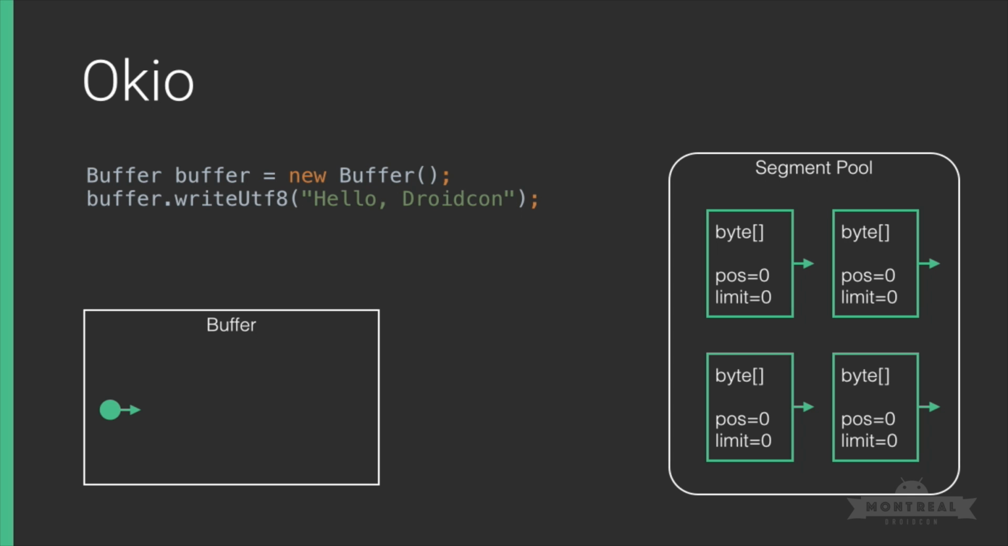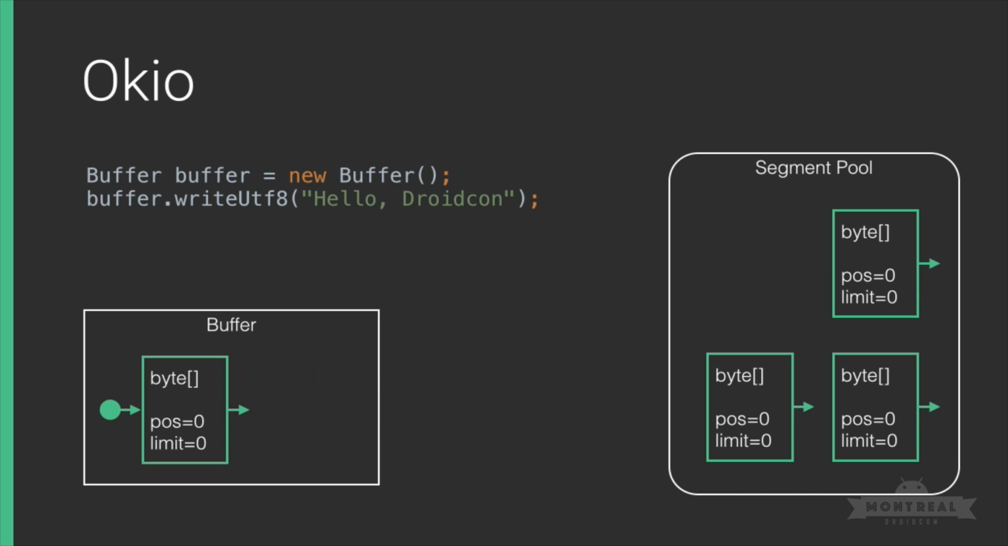So let's write some data into our buffer and see how it behaves. We're going to borrow a segment from the pool and update our pointer in the buffer to point at it. And then we just write our data in. And these segments are mutable, so we can write directly into them. It's a very cheap operation. And so we've written into our byte array, and now we've just bumped a pointer that says we start at 0, and now we end at 15.